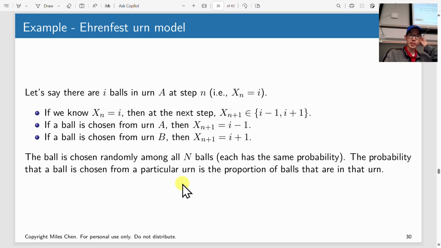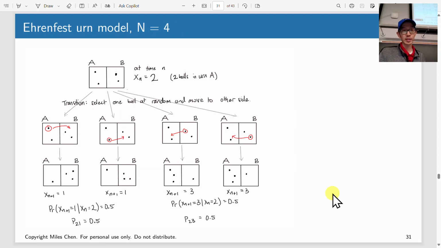And then the ball is chosen randomly among all of the n balls. We're going to assume each ball in the entire system has the same probability of being selected. So therefore, the probability that a ball is going to be chosen from a particular urn is going to be proportional to the number of balls that are in that urn, okay? So here is a diagram.